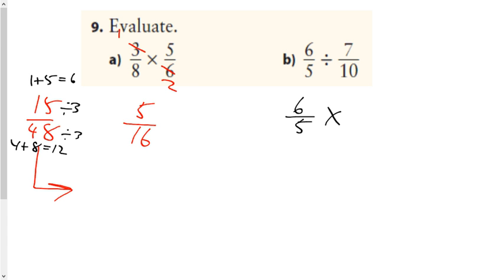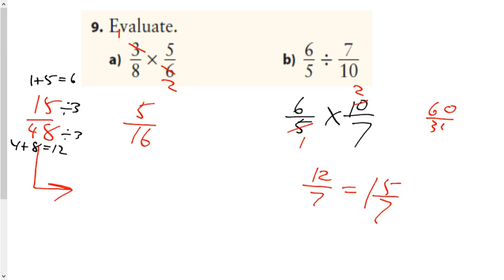The easiest way is to multiply by the reciprocal of 7/10, which is 10 over 7. If you cross-reduce, 10 over 5 will reduce to 2 over 1. You get 12 over 7, which is 1 and 5/7. If you didn't cross-reduce, you got 60 over 35, which is 1 and 25/35, which is 1 and 5/7 when you divide both numerator and denominator by 5.